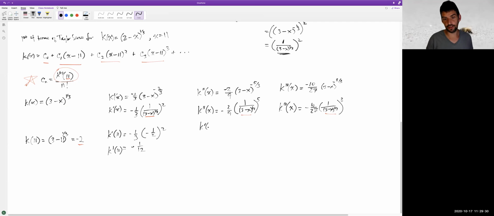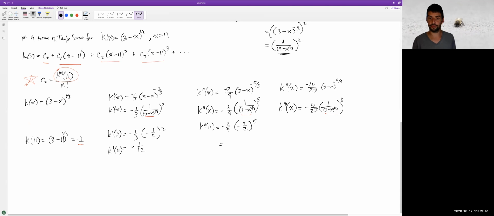K double prime of 11 is negative 2/9 times negative 1/2 to the 5th. So what are we going to get? This is going to be negative because we're taking a negative to the 5th power, and then we've got a negative out front. So we'll have a positive. In my numerator, I have a 2. In my denominator, I have a 2 to the 5th, but I can cancel one of those. So I have a 2 to the 4th, and I've still got a 9. So 2 to the 4th is 16.